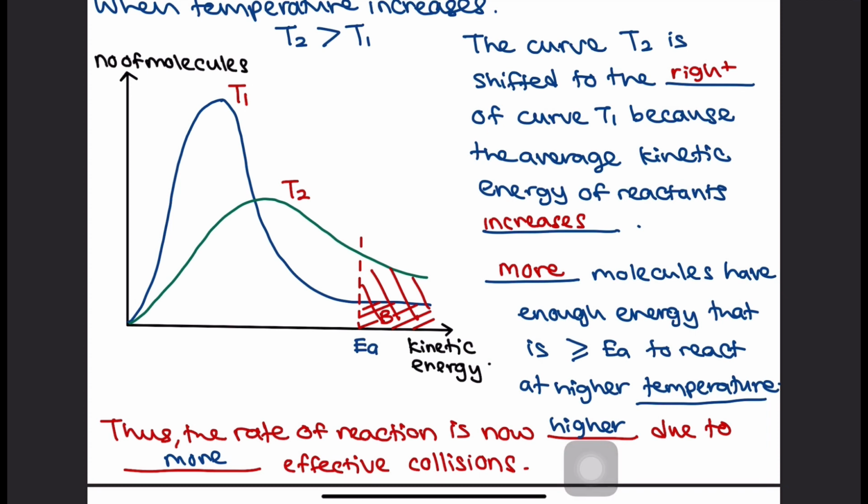That's all. A brief explanation on how the Maxwell-Boltzmann distribution curve changes when temperature increases.